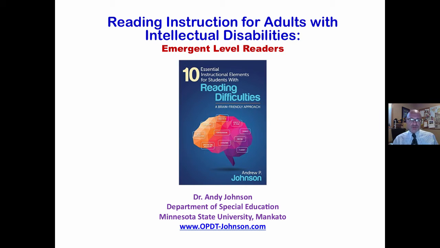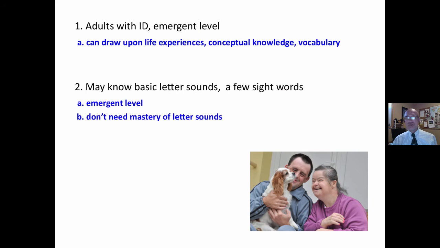Andy Johnson. We are looking at reading instruction for adults with intellectual disabilities at the emergent level. These are just some ideas. Now, adults with intellectual disabilities at this level can draw upon a wealth of life experience, conceptual knowledge, and a broad range of vocabulary that children at this same reading level cannot. So we approach it a little bit differently, not much.